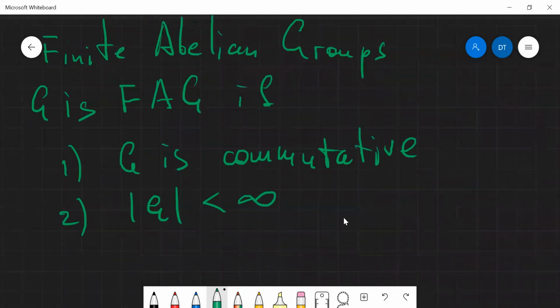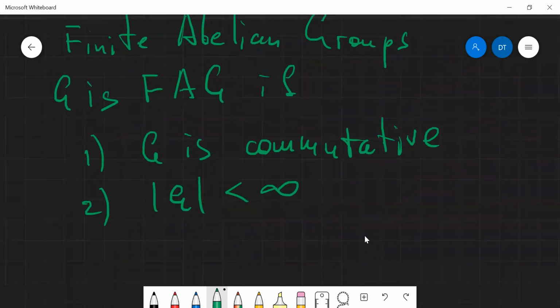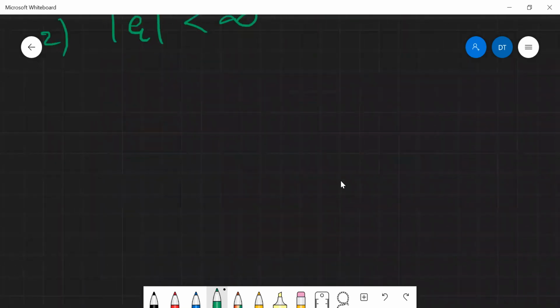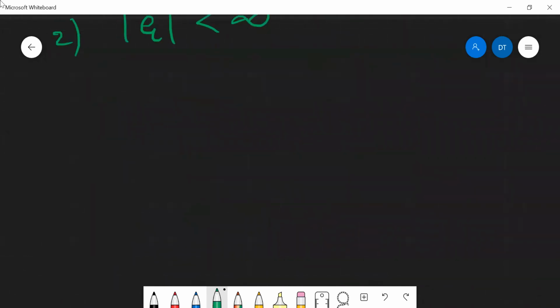Okay. Now, let me formulate one of the most important claims here. Claim. Let G be a finite abelian group.